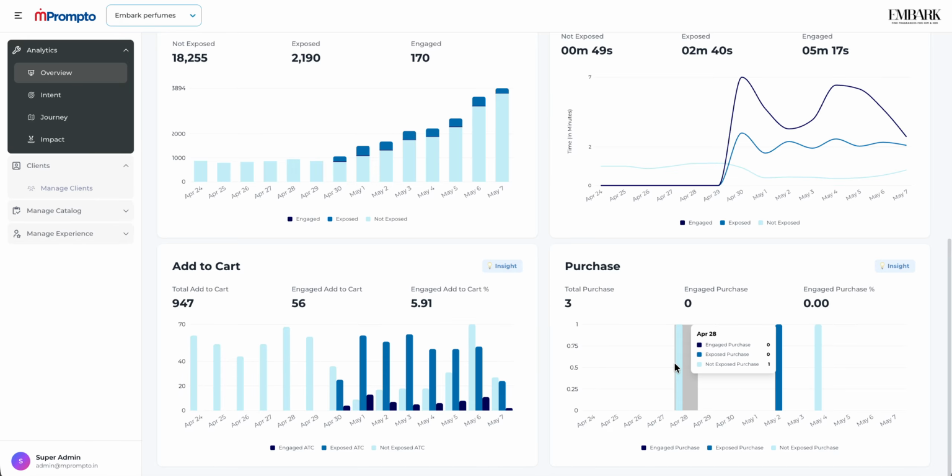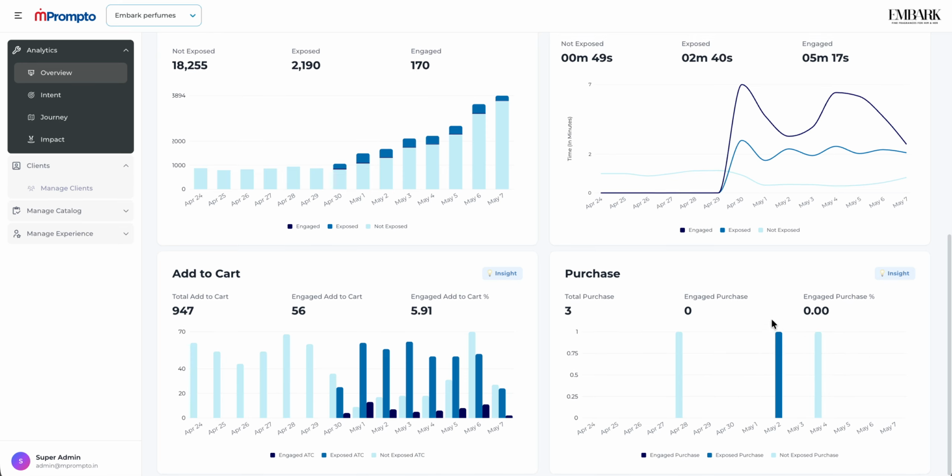We can also see purchase data. For this particular brand, purchase data is not showing up, but we start seeing purchase data as well of people who were exposed, engaged, and those who have purchased because of mPrompto.